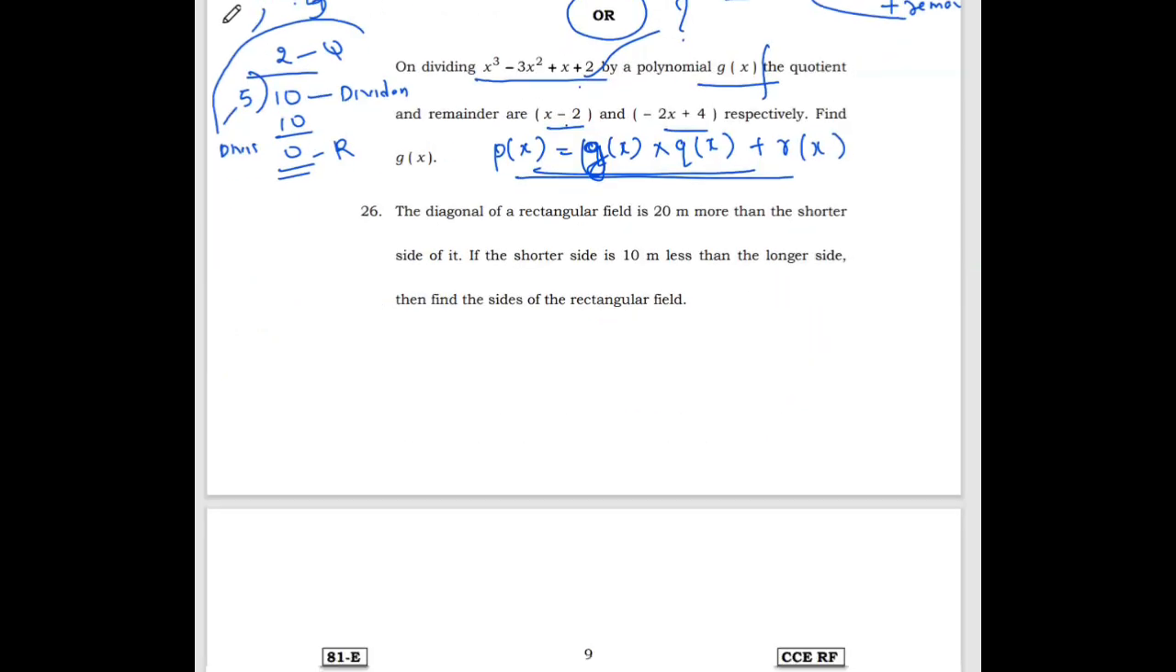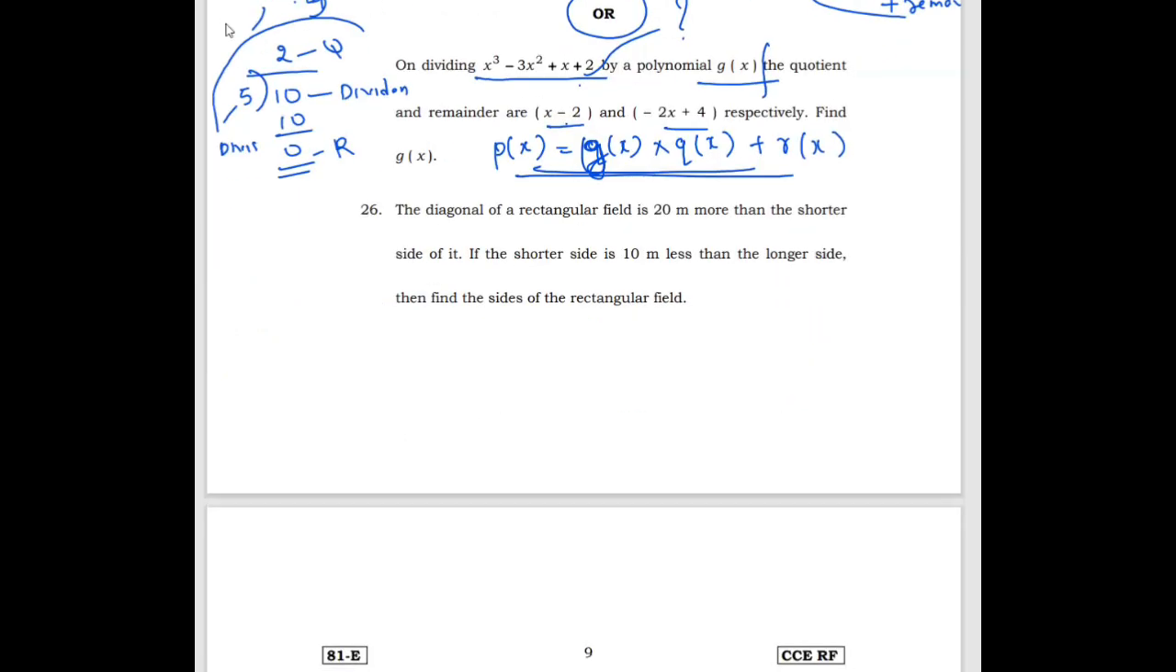Okay, how? Same way, now let's divide this number. So here p of x, I'll write as it is, x cube minus 3x square plus x plus 2, is equal to g of x, I don't know what g of x is, into q of x. What is q? The quotient answer, it is given as x minus 2. Okay, so this I'll put in a bracket, plus the remainder. What is the remainder given? This is the remainder given.